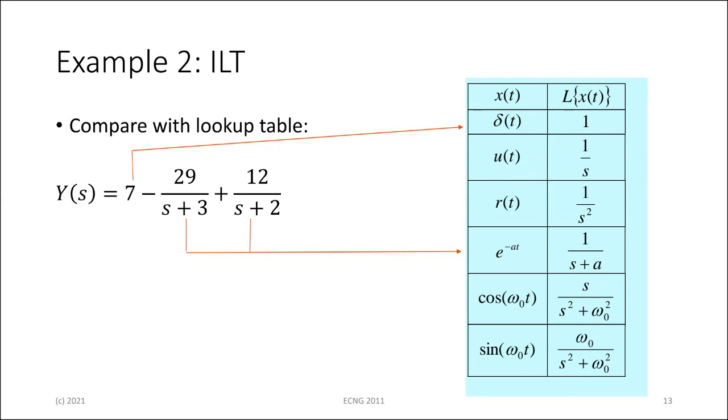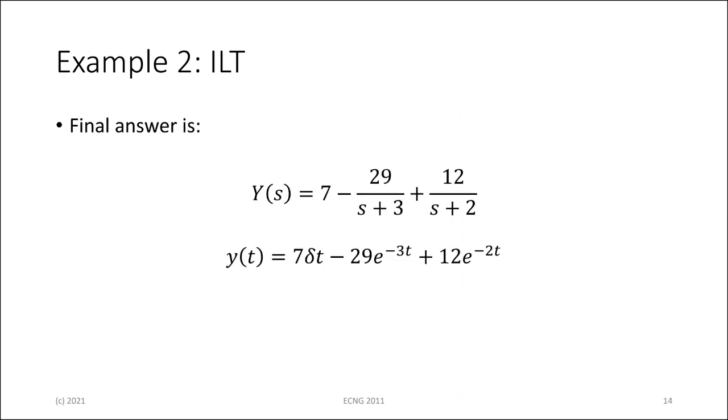1 over s plus 3 is 1 over s plus a. So anything over an s plus a simple pole, s plus 3 and s plus 2 or s plus 15, s plus 0.5 will always give you an e to the minus at in the answer. So you look at the table, you zero in on the things that match it the closest, and then you pull out the answer. So the answer to this thing is that y of t is 7 delta t minus 29 e to the minus 3t plus 12 e to the minus 2t.